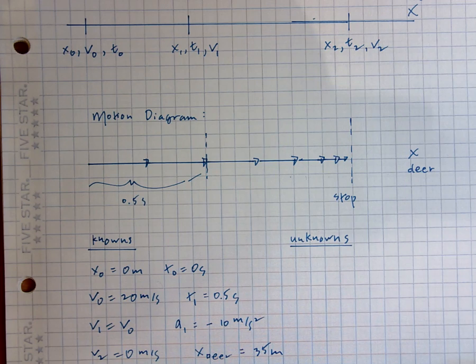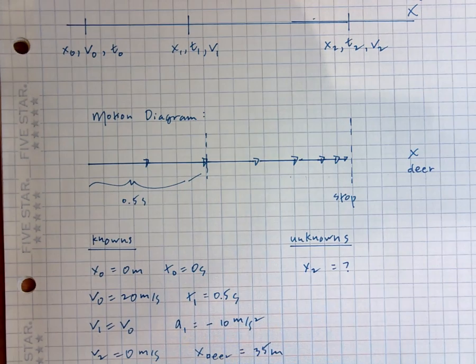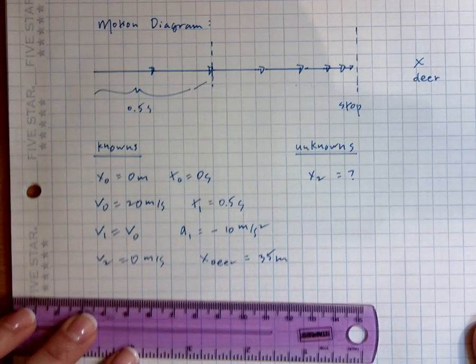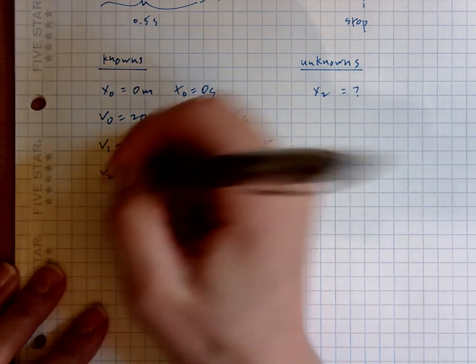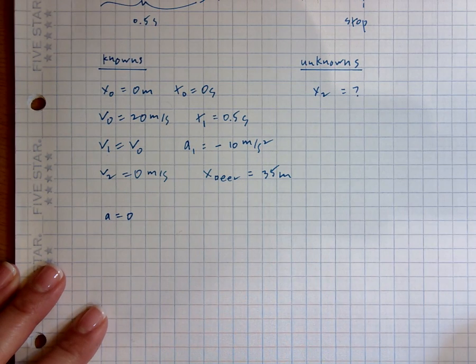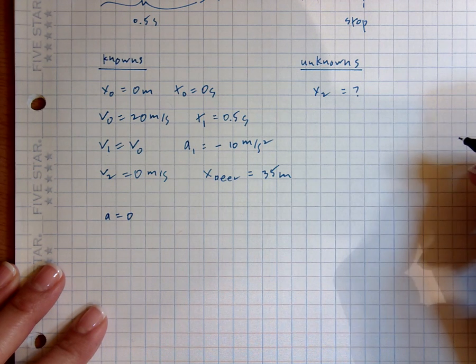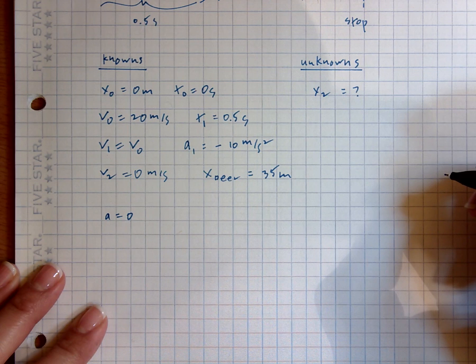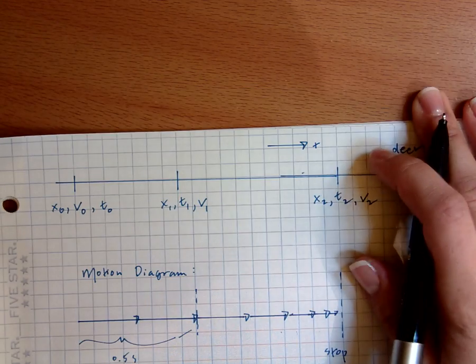So what are our unknowns? What are we looking for? We want to know the position where the car does stop. We have two portions to consider here. There's a first portion where the acceleration is equal to 0. That happens between the initial point and the first point. So what we do is we look for a kinematic equation that involves the things that we know and the one thing that we don't know that we want to solve for. So we don't actually know where the car starts to brake.